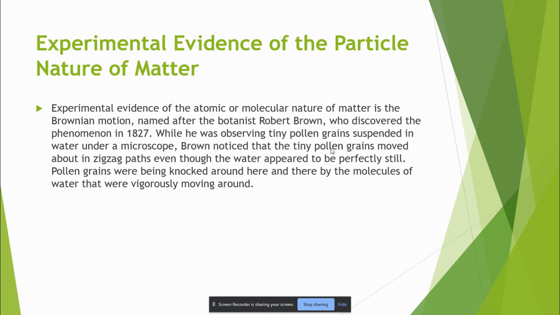He discovered the phenomenon in 1827. We are not concerned with that. While he was observing tiny pollen grains suspended in water under his microscope, Brown noticed that the tiny pollen grains moved about in zigzag paths. That's Brownian motion. It is a random motion where you cannot see a definite direction. It's zigzag.